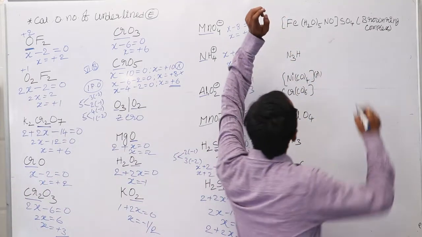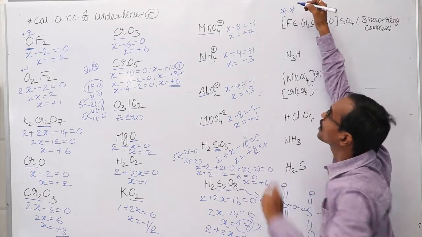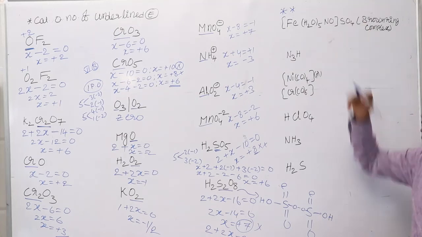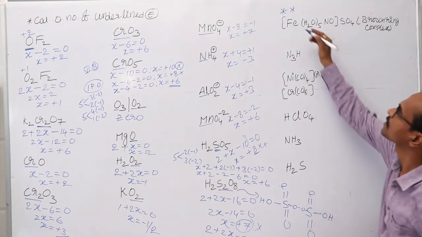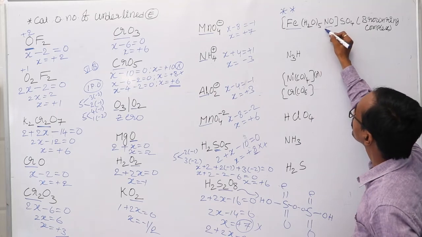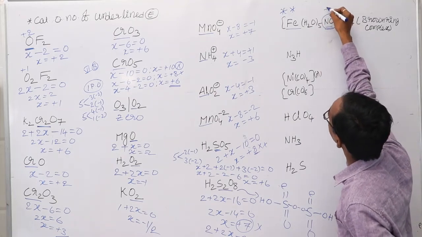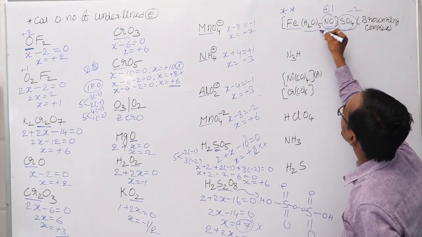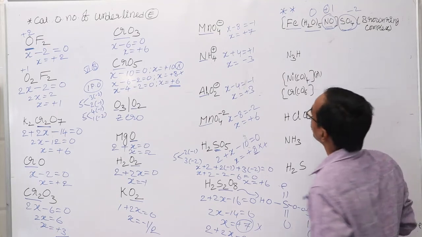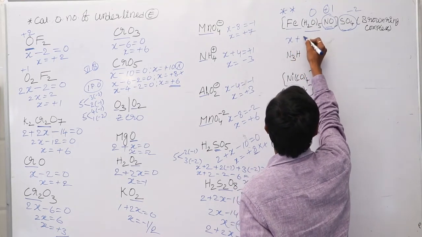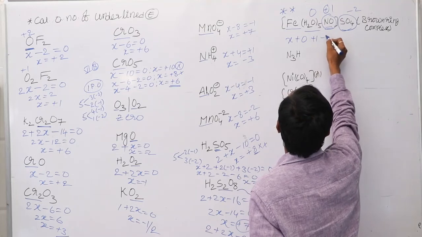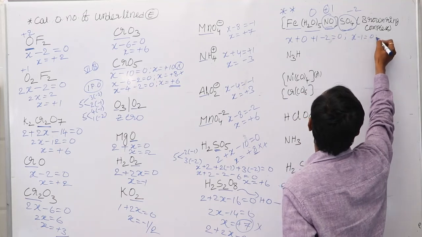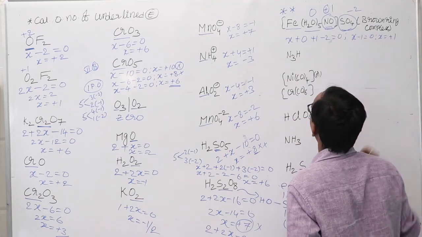Next, this is also a most important complex, repeatedly asked in different competitive examinations. This is called brown ring complex. In brown ring complex, iron oxidation state. Here, the resultant oxidation state of NO is +1. Sulfate ion is -2. Water molecule is 0, right? Now, x plus 0 plus 1 minus 2 is equal to 0. Then what happens? X minus 1 is equal to 0. X is equal to +1.